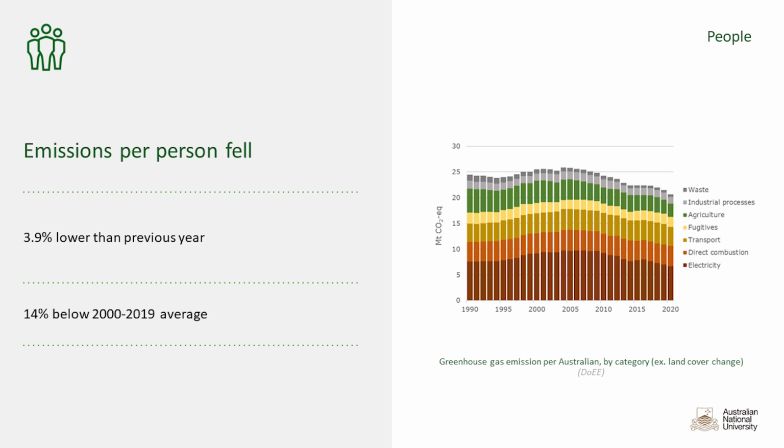Greenhouse gas emissions per person fell. They were 3.9% lower than the previous year and 14% below the 20-year average. However, per capita emissions in Australia are still among the highest in the world.